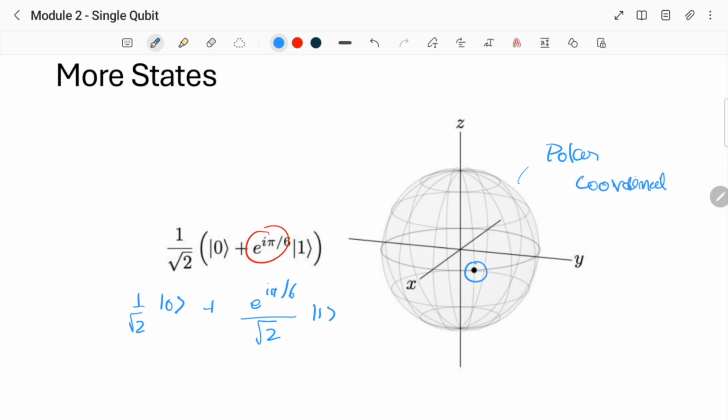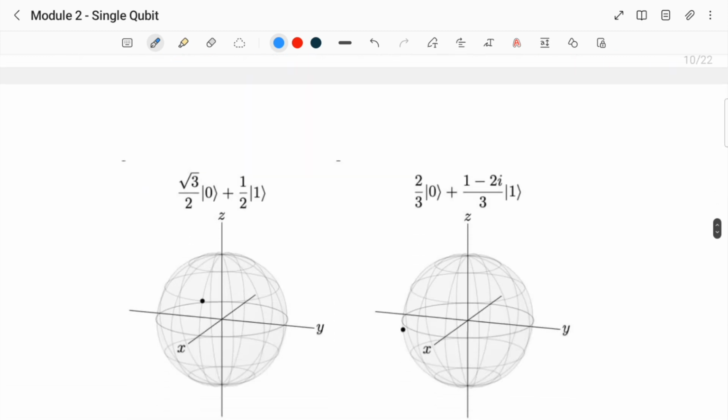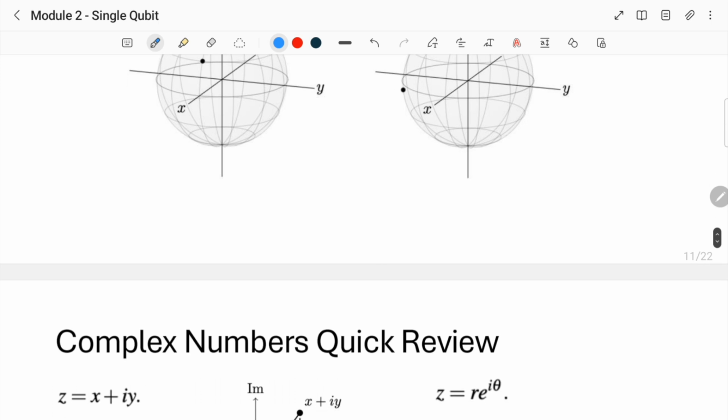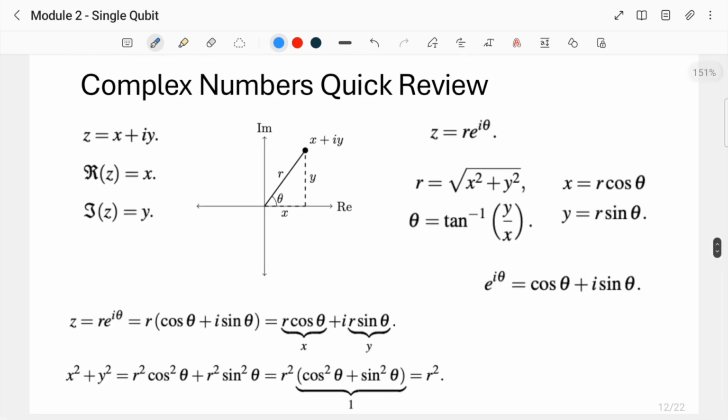So it's important to know the polar and the spherical coordinates, and I'll also try to give a short review. These are a few more example states. Root 3 by 2 plus 1 by 2, 1 state, and we'll learn how these states are mapped, for which we need complex numbers. So here's a quick review of the complex numbers.